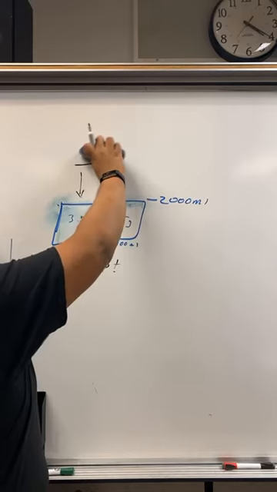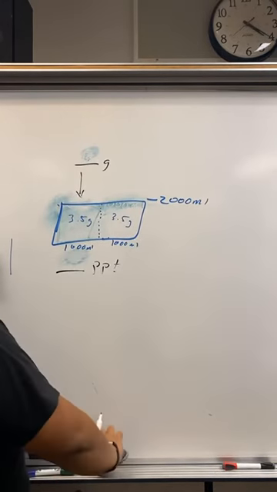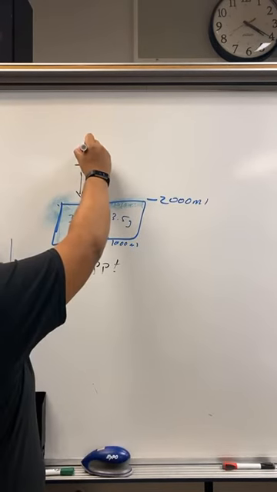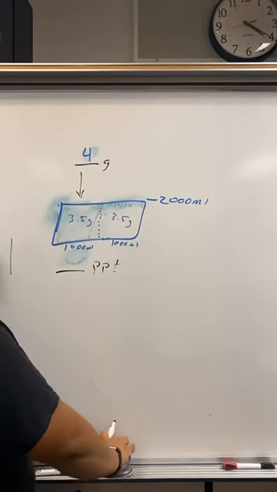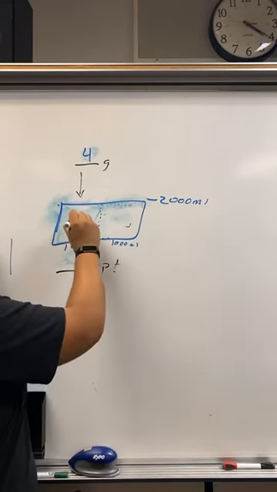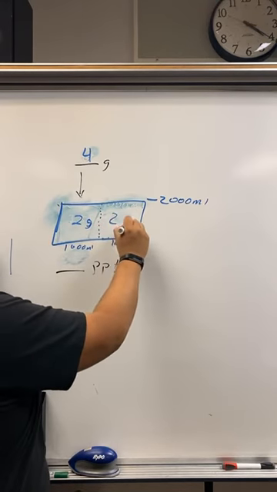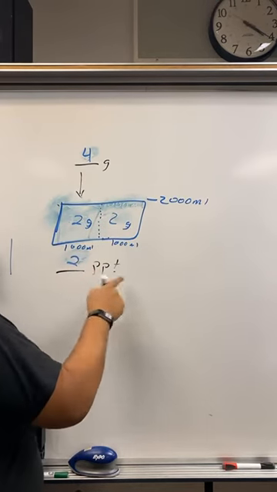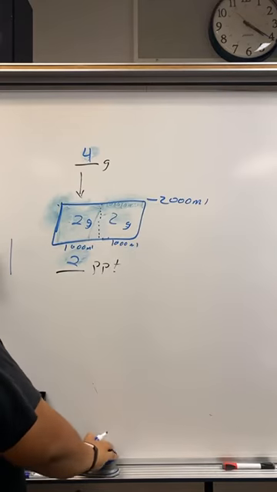You can take any number, throw it in there. The concept is still the same. So we can go 4 grams, well then this side would have 2 grams and this side would have 2 grams, for a total of 2 parts per 1,000, because it would be 2 grams at every 1,000.